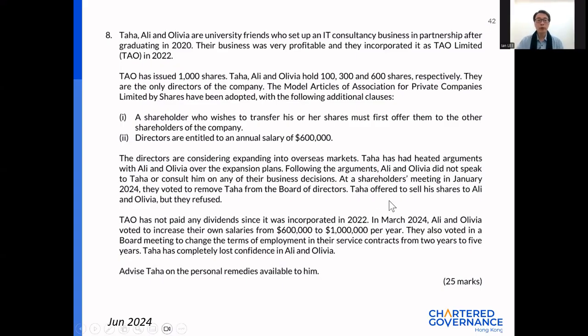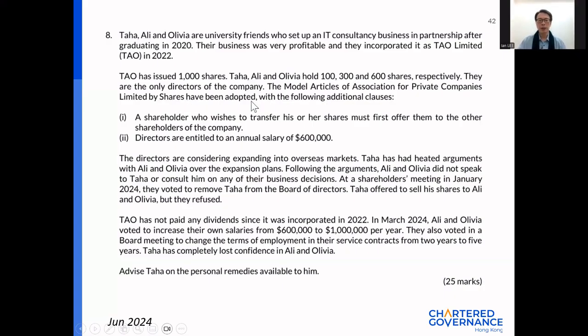Okay, so we can now move on to question number 8. So we have Taha, Ali, and Olivia. They are university friends who set up an IT consultancy business in partnership after graduating in 2020. The business was very profitable and they incorporated as TAO Limited in 2022. So TAO has issued 1,000 shares. Taha, Ali, and Olivia each hold 100, 300, and 600 shares respectively. They are the only directors of the company.